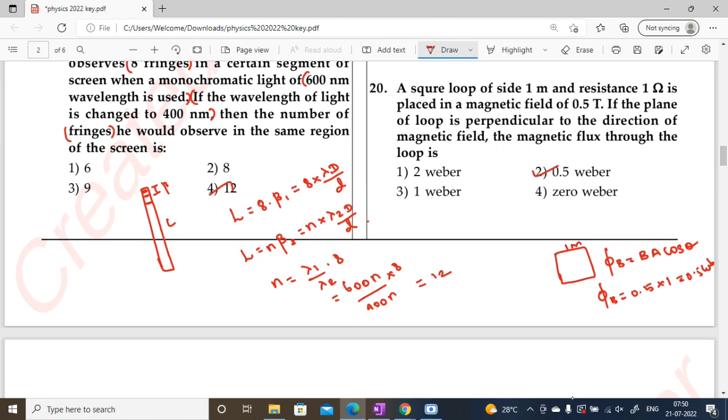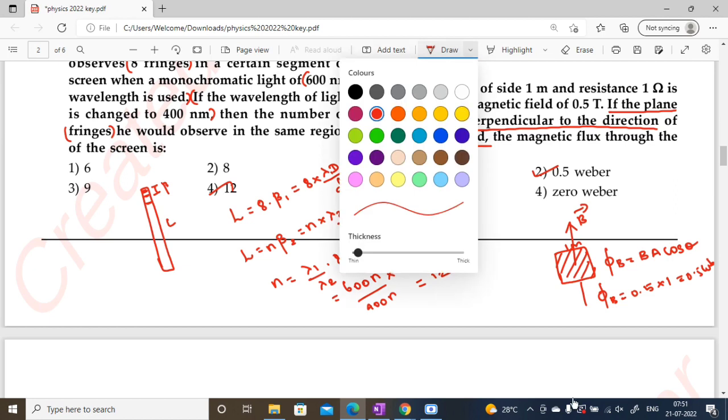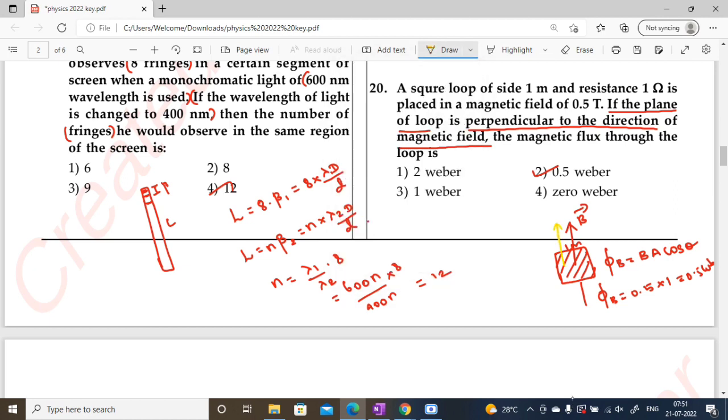So understand this: a square loop of 1 meter with resistance 1 ohm is placed in a magnetic field of 0.5 Tesla, and the plane of the loop is perpendicular to the direction of the magnetic field. See, this plane is perpendicular to the magnetic field, which means the magnetic field is passing through the plane like this. If this is the situation, we have the area vector. The area vector acts perpendicular to the plane, so it is along the magnetic field. Check with this, guys, the area vector is also perpendicular to the plane.